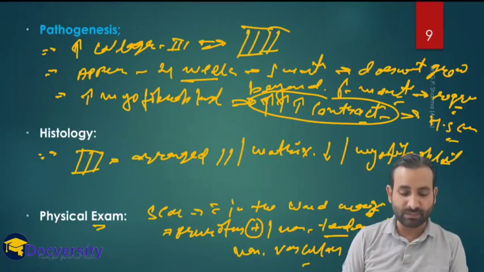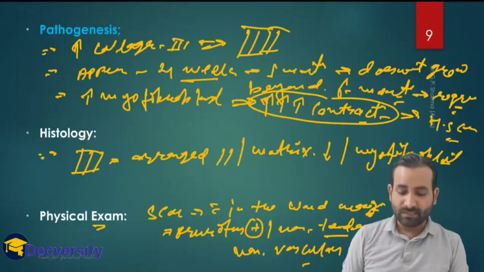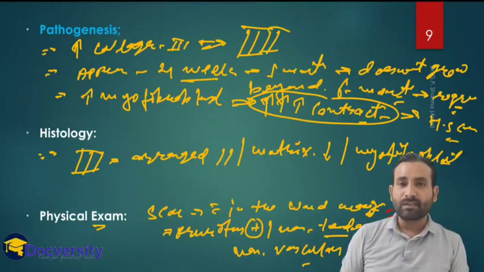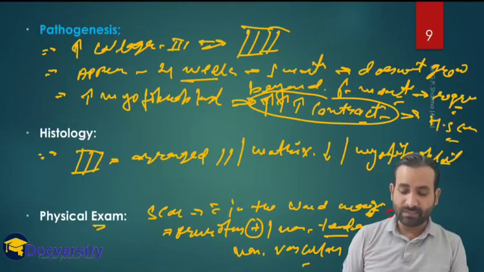Hope you understand, right? So what are the physical examination findings? It is within the wound margin. This is a very, very important question in the exam. Another one, pruritus is positive, and it is non-tender. It is present usually in the flexor surfaces, and it is non-vascular and pale. Non-vascular means it is pale. This is the physical examination.